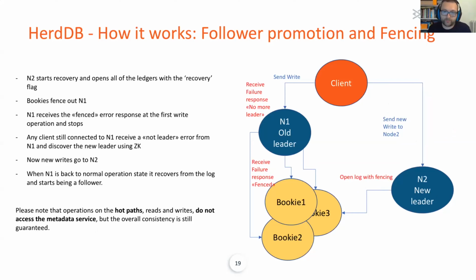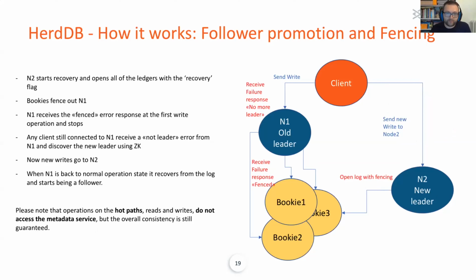How does it work? N2 starts recovery and opens all of the ledgers with the recovery flag. This is actually a special kind of write for BookKeeper, and the bookies write and persist durably locally the fact that the ledger has been fenced.